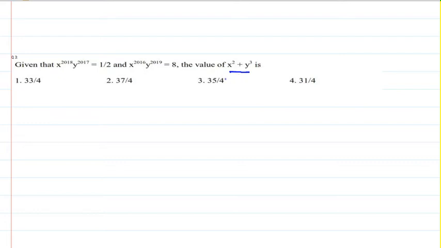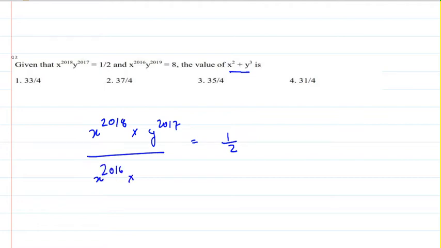So, first thing that comes to my mind is to reduce these powers. How can I go about this? I've got x to the power 2018, y to the power 2017, that is given to me as half. If I divide it by the second term, x to the power 2016, y to the power 2019, and 8 in the denominator. So on the constant side, I've got 1 by 16.